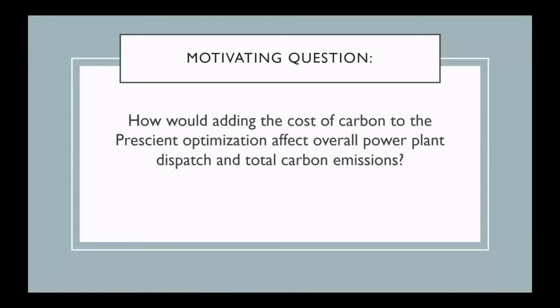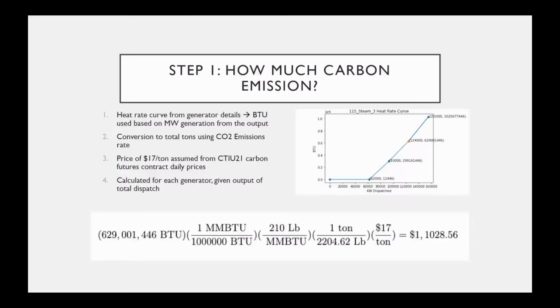So now moving into my project work, I wanted to look at how adding a cost of carbon to the Prescient optimization in RTS would affect its overall power plant dispatch and total carbon emissions. For the sake of time, I will not go into all the nitty-gritty details, but if you have questions afterwards, I'm more than happy to answer.